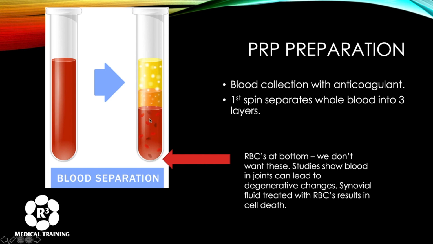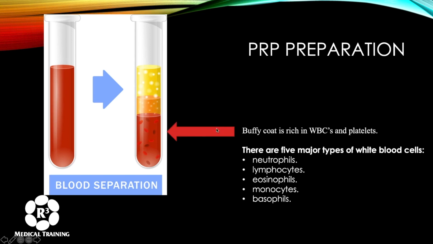The top layer is mostly just plasma. We'll talk about plasma in a minute. The middle part is called the Buffy Coat, which is rich in white blood cells and platelets. Here are the 5 major types of white blood cells: neutrophils, lymphocytes, eosinophils, monocytes, and basophils. It's a very good idea to elucidate that there are different types of white blood cells, because some we want and some we don't.